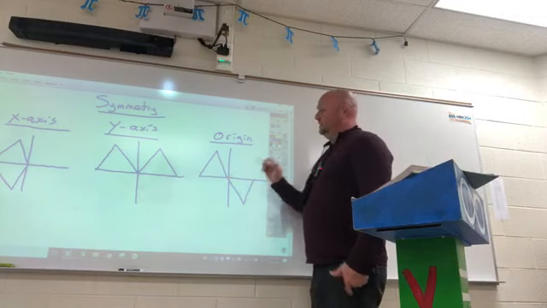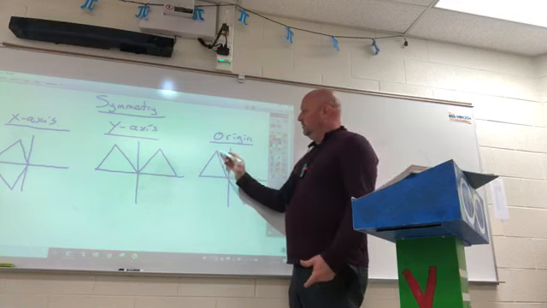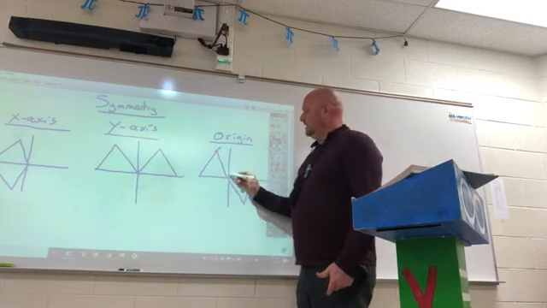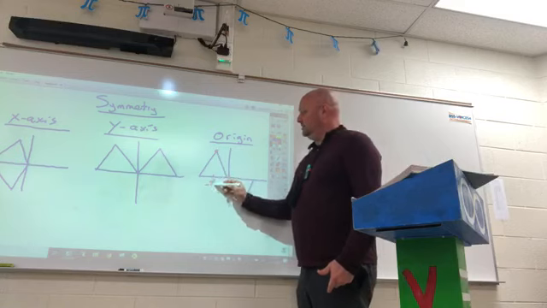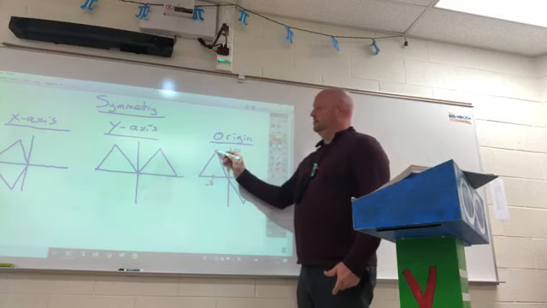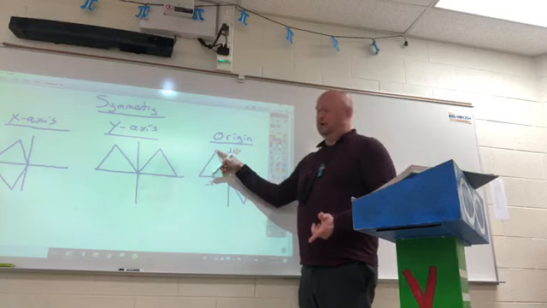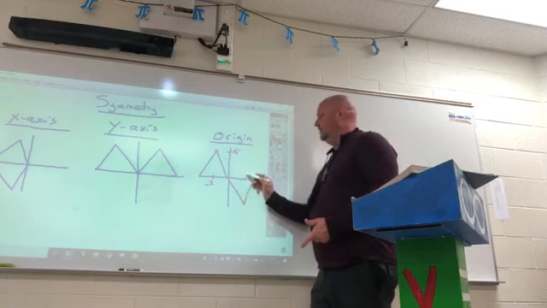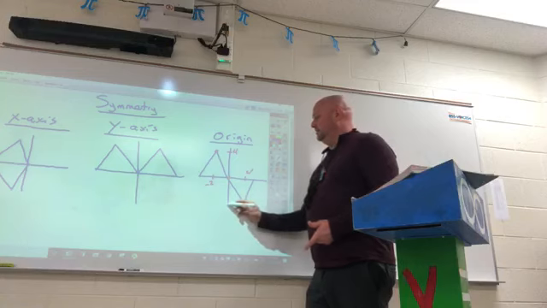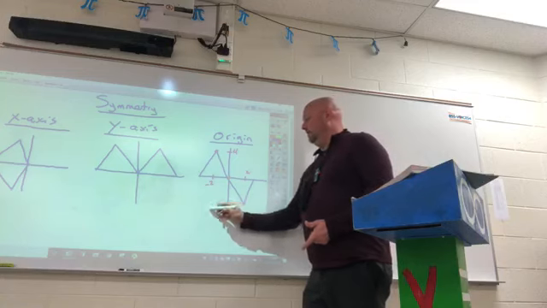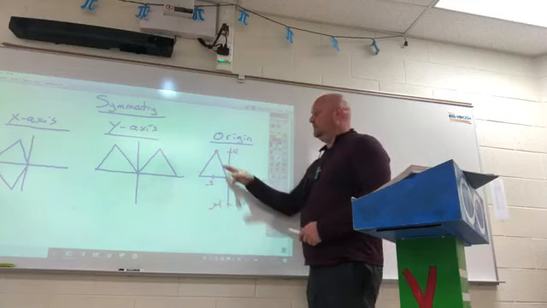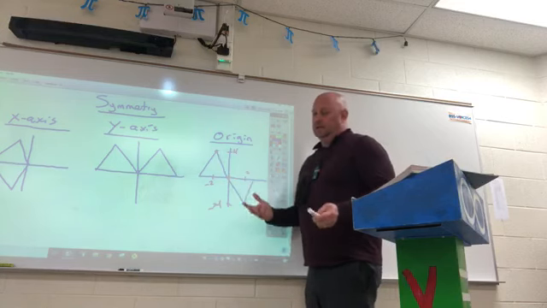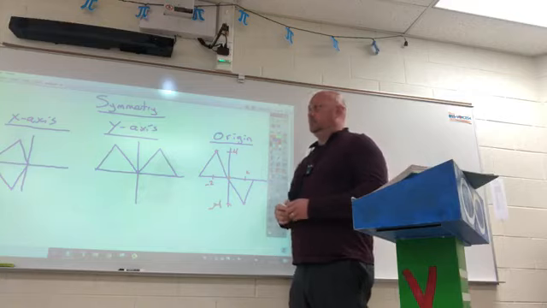The easiest way to tell if it's origin symmetry is to look for one point. Let's say this point right here is back 2, up 4. So this is at the point -2, +4. Well then this point down here would have to be at +2, -4. Okay? So it's on the opposite side of the origin.